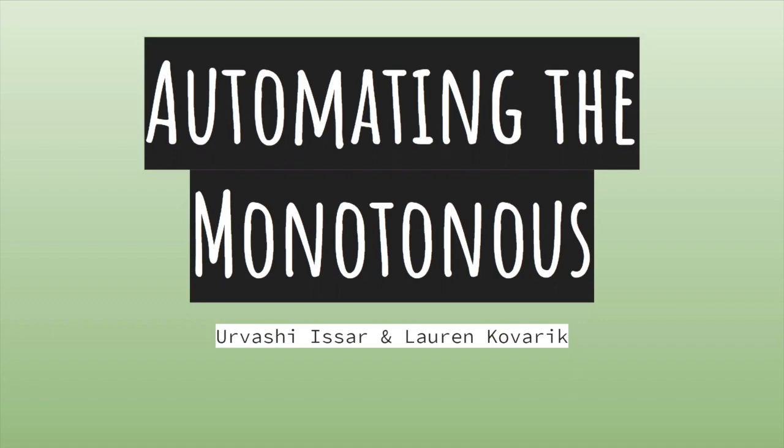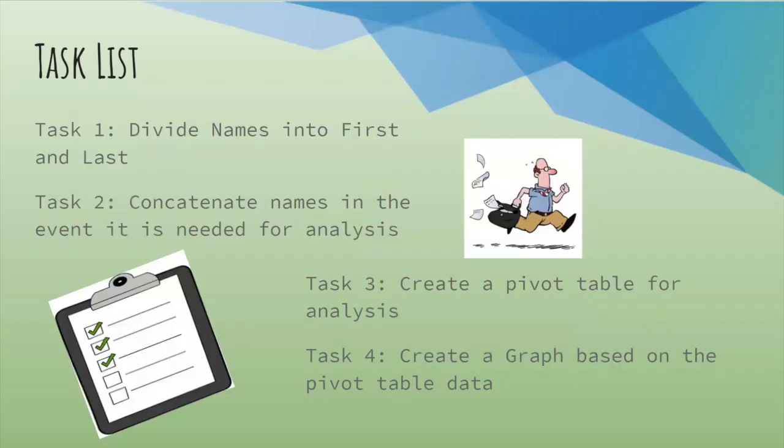This is Automating the Monotonous, where we are automating monotonous tasks that we have done repetitively. Our task list is going to be 4 different tasks. First is going to be dividing the name into first and last name. Second will be concatenating the names to make it easier for analysis or a second option. Task 3, we're going to create a pivot table, and then task 4, we'll create a graph off of the pivot table data.